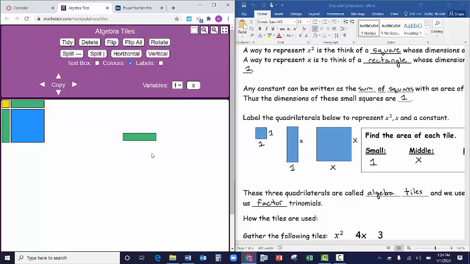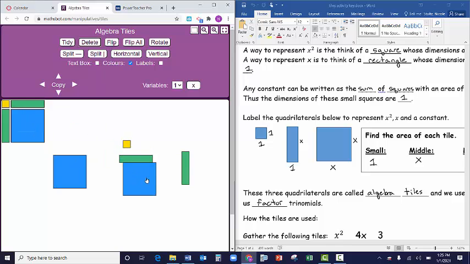And if you decide that you don't like what you have, you can delete. If you have a bunch of shapes and you're in a mess and you just want to start over, just hit tidy and it clears your screen. So it's really easy to use.